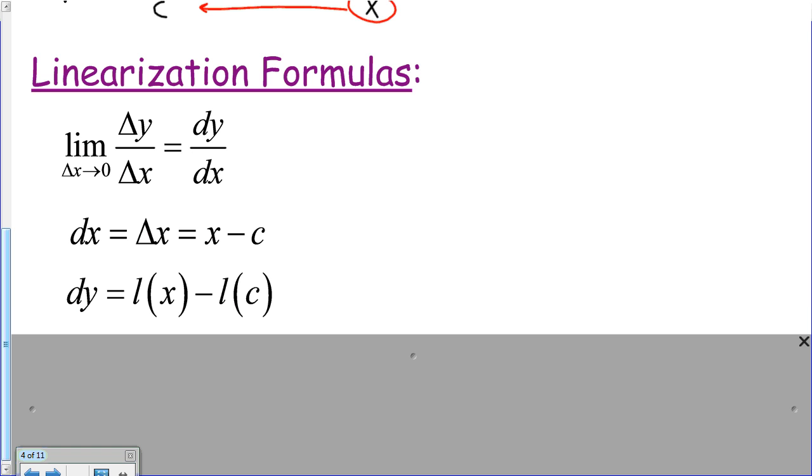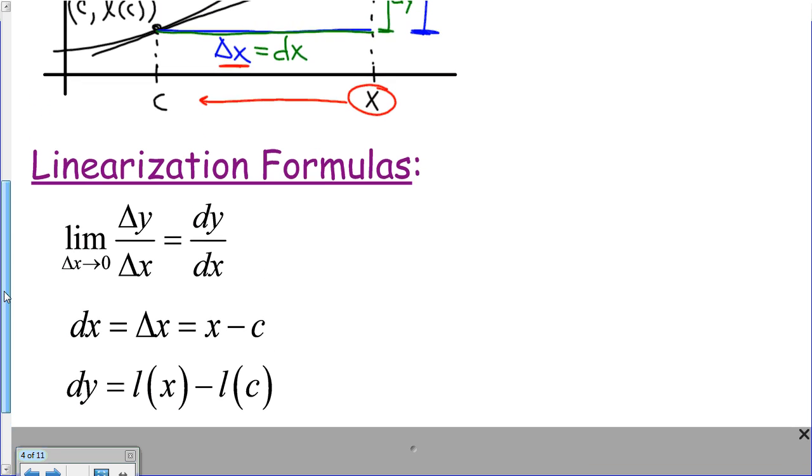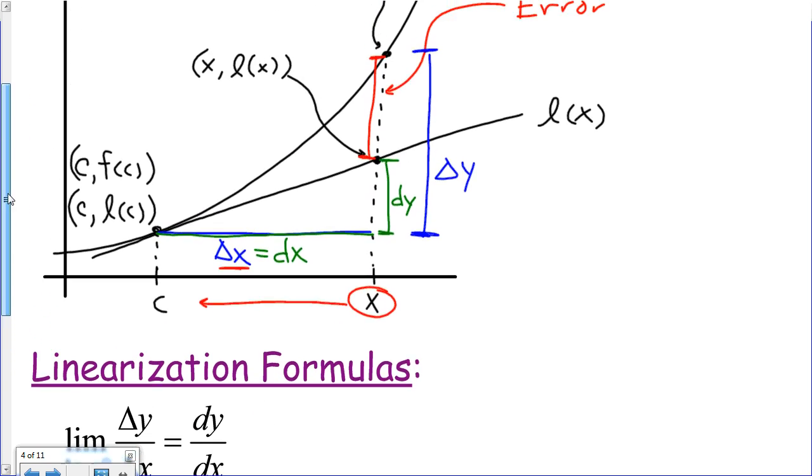All right, the next one here is dy. Now remember, dy is the difference in the linear function values, the difference in the y values on my linear function. So if I take the linear function at x minus the linear function at c, that should give me dy. Let's go back up here so you can see where that calculation is coming from.